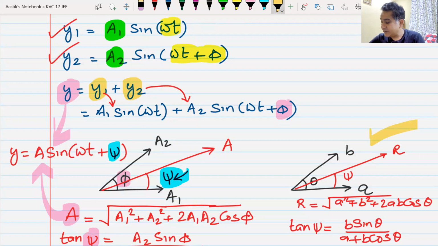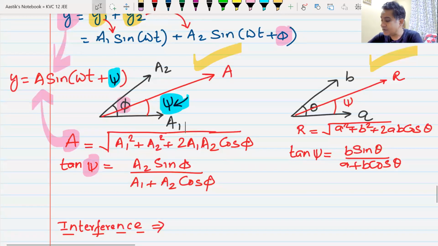We know that for two vectors A and B inclined at an angle of theta, the resultant is given by A squared plus B squared plus 2AB cos theta, correct? Here, when you have two waves with a phase difference of phi, the resultant amplitude is given by A1 squared plus A2 squared plus 2 A1 A2 cos phi, and the angle between the resultant amplitude and the original amplitude is psi. Tan of psi is what we already know.